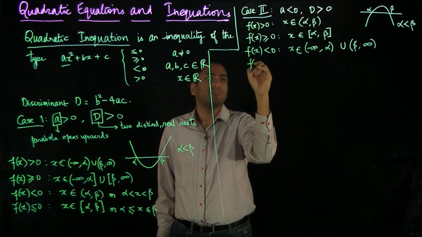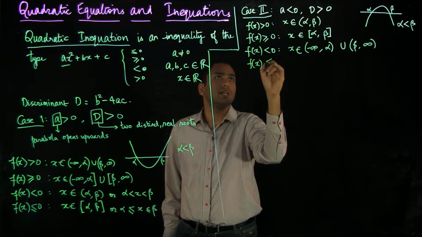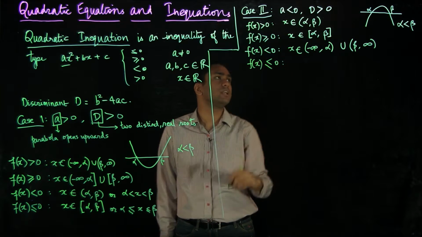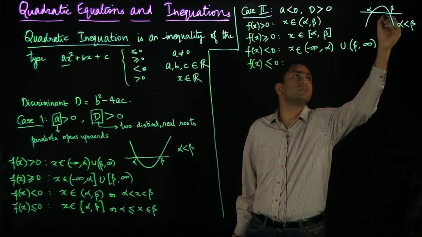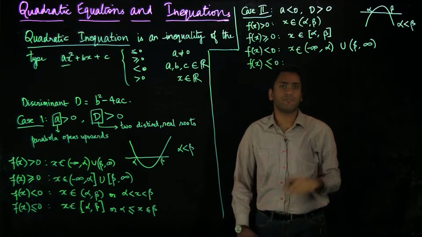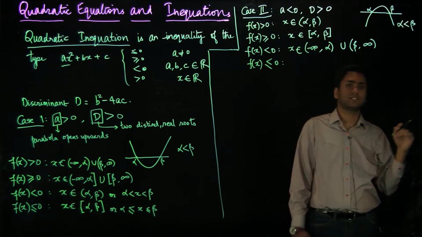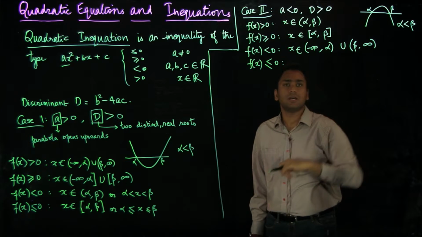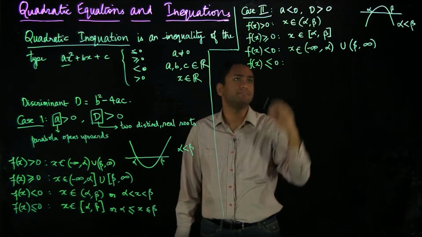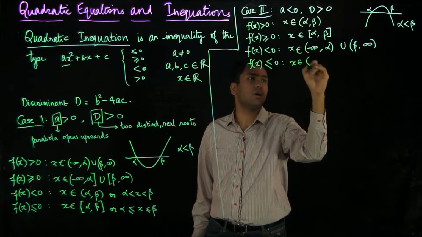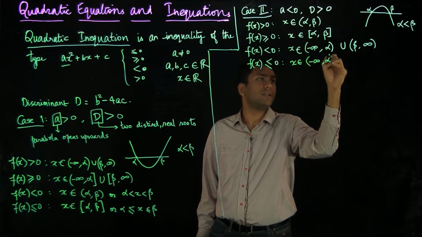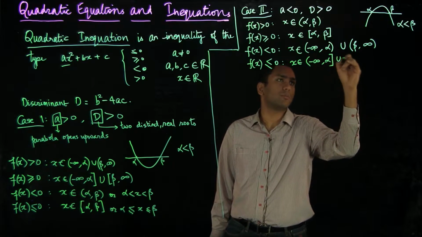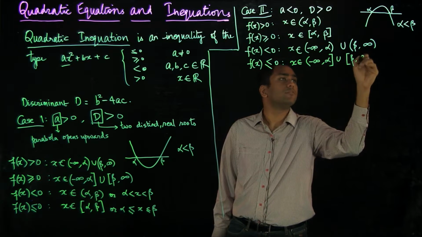And finally, if you wanted to solve for f(x) less than or equal to 0, then you would be able to include these 2 points, because at these points f(x) is exactly 0. These points are by definition the roots of f(x), or the intersection of f(x) with the x-axis. So the solution would be x belongs to minus infinity to alpha included, so you use the square brackets, and beta to infinity.